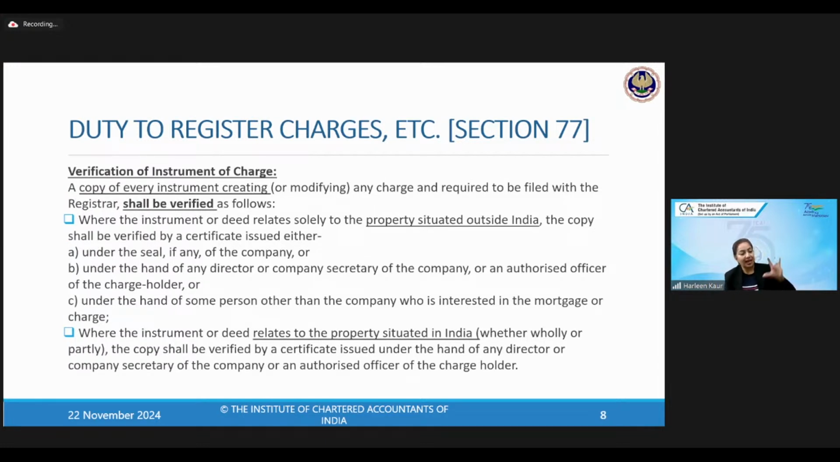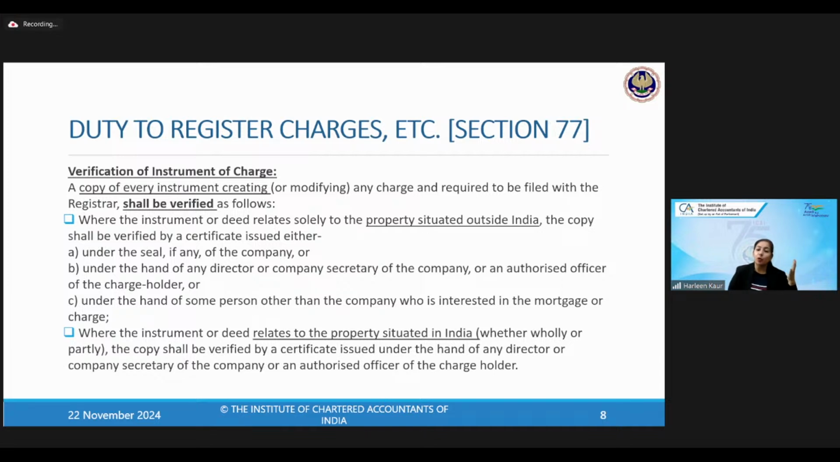So one property I have in Mumbai, one I have in Dubai. Both the properties have been given to HDFC Bank as a security and a 1 crore loan has been taken. So it says copy of every instrument. Copy of every instrument means the charge copy, means the copy of the charge instrument deed where the charge holder and ABC Limited will sign. Okay, fine, we have taken a loan. It is known as the copy of instrument, which is creating the charge. It is to be filed with the registrar. And how the verification has to be done.